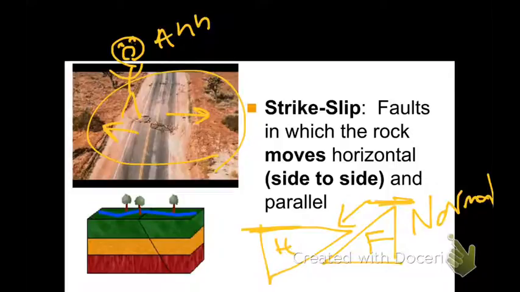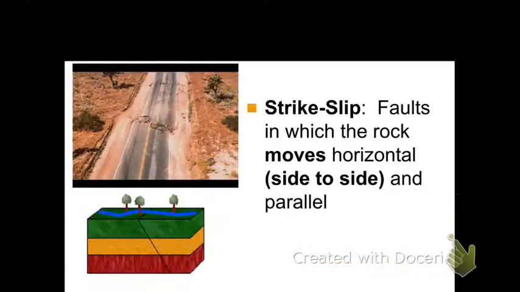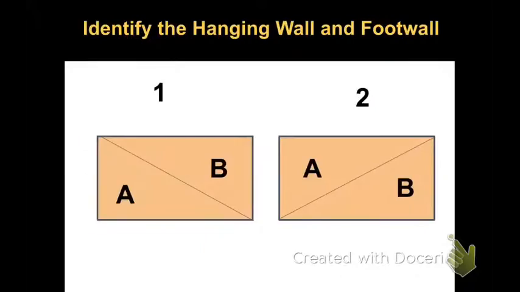And I'm sure you have it all written down. I know that's kind of a lot to take in. I promise it's not going to be as bad as you're thinking. We'll do one more practice with you identifying the hanging and foot wall. What's the hanging wall for number 1? And then think, what's the hanging wall for number 2? Just want you to think about that.